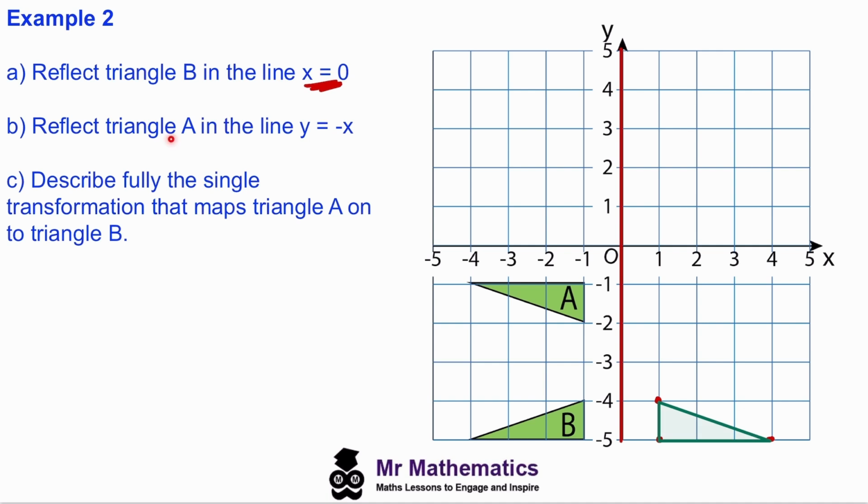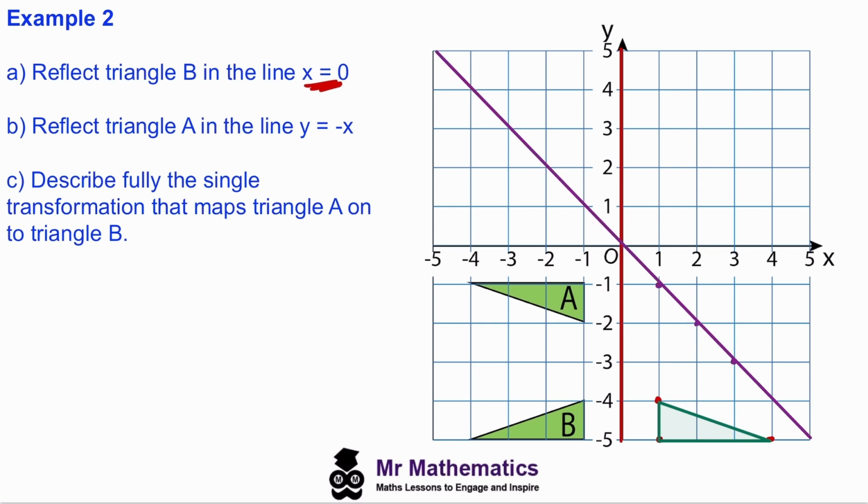And then to reflect triangle A in the line y equals negative x. So if we pick an x value of 1, y must be negative this value. So this must be 1 and negative 1. If we pick an x value of 2, y must be negative 2. 3 and negative 3. So our mirror line will go in this direction.